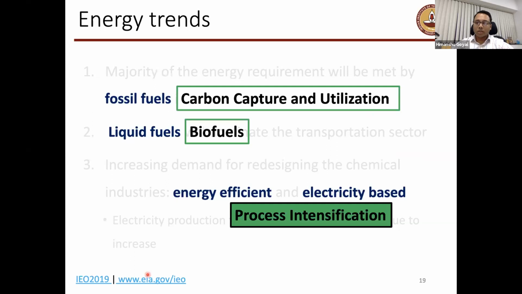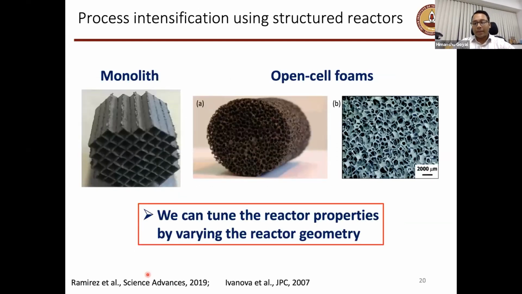Now I'll shift gears and move towards the second application we are focusing on: process intensification. There are many varieties or techniques of process intensification people follow. In my lab, we try to develop optimal structured reactors. You can see some of the pictures here, like monolith and open-cell foam, that can replace the traditional fixed bed and other types of reactors which are very common in the chemical industry. One benefit of these structured reactors is that we can tune their geometry to achieve a particular property, for example, effective thermal conductivity to maintain a uniform temperature throughout the reactor.